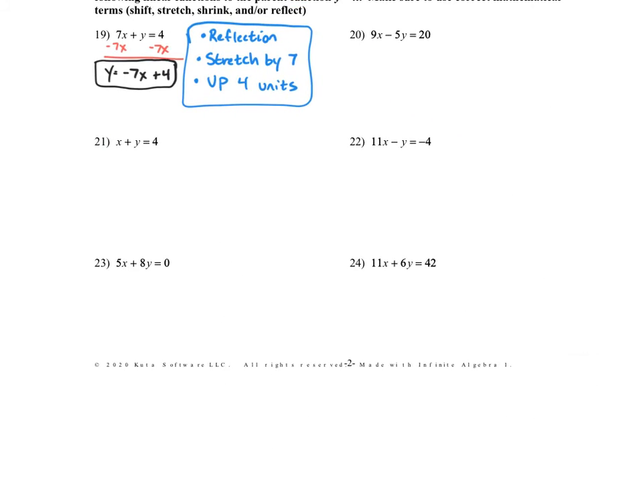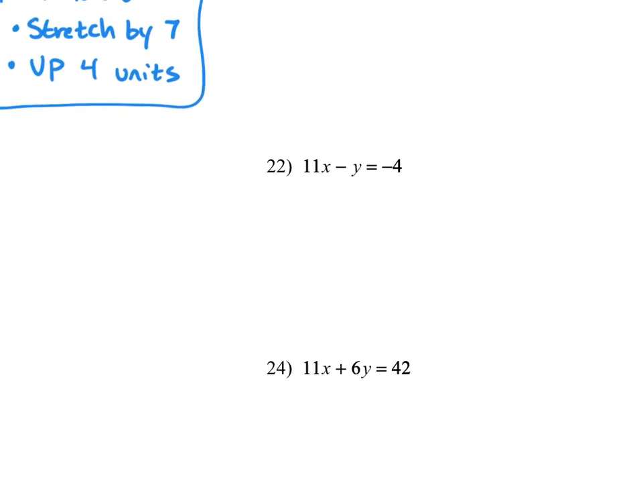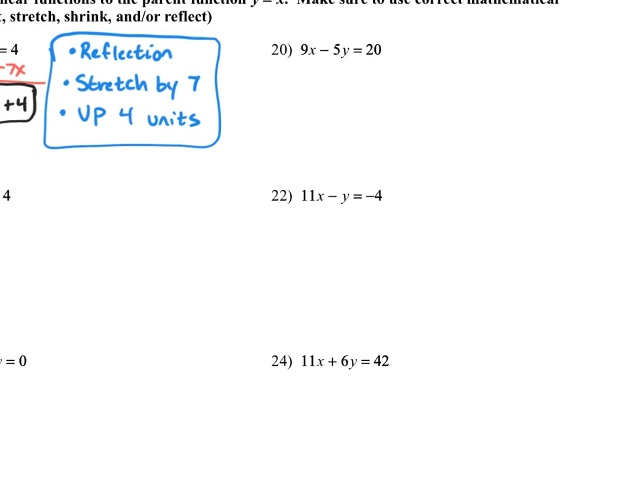Would you like me to work one more? Yes. Okay, pick one. 22. All right, so 22. First thing I do is I look. I need to get y by itself. So I'm going to subtract 11x from both sides. Negative y equals negative 11x minus 4.